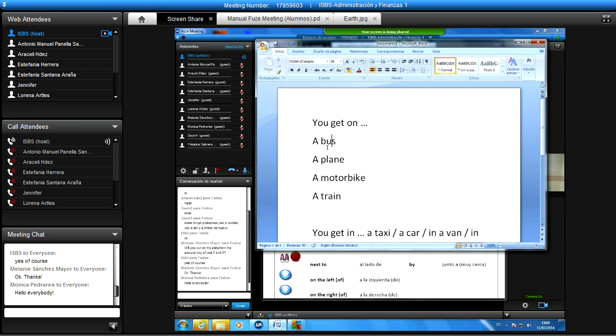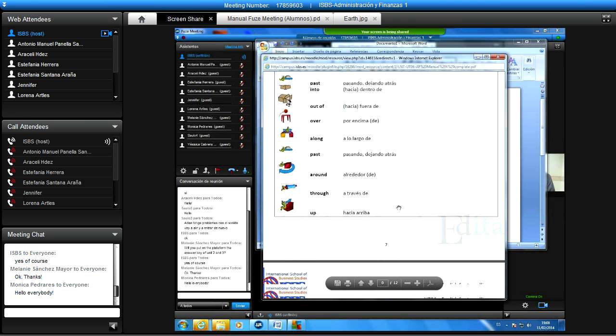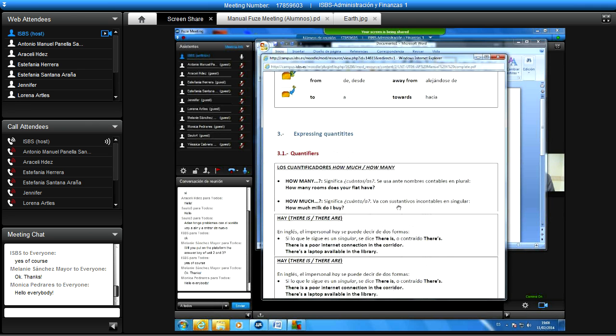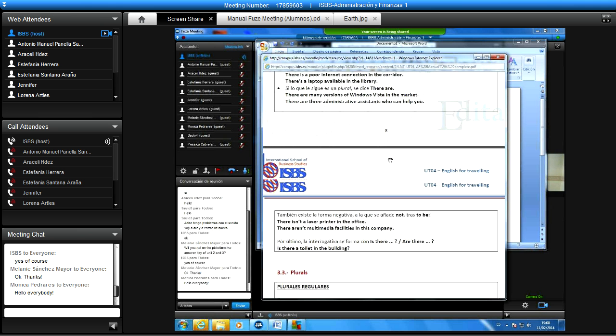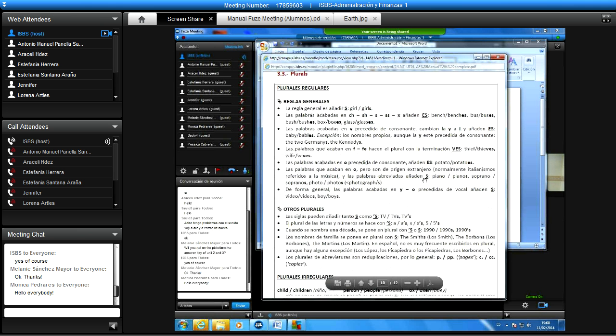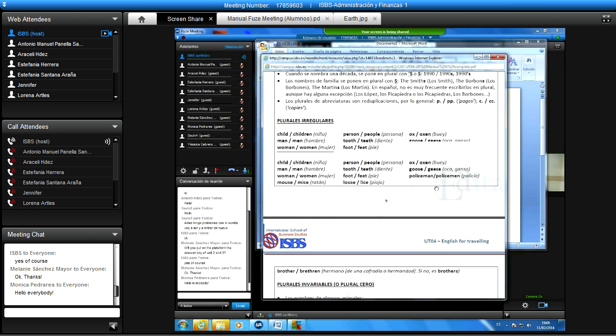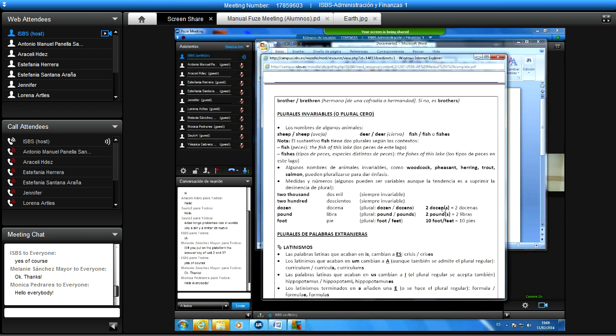Okay, good. And then finally, what we have here is just quantifiers. That's grammar. How much, how many? Do you remember how much and how many? How many with countable nouns and how much with uncountable nouns. There is, there are, singular and plural, and then the rules for plural formation. Well, here we have a lot of rules. You don't need to study all this. This is just for you for reference.